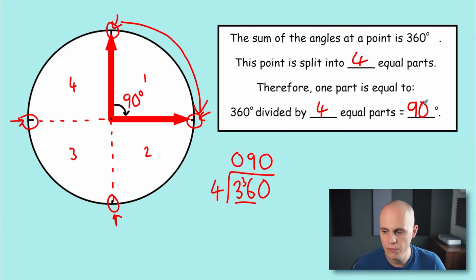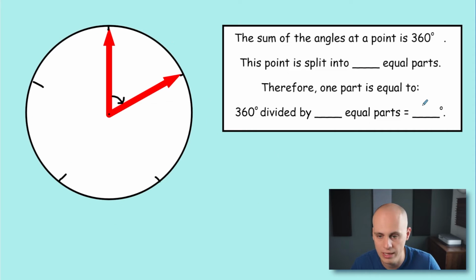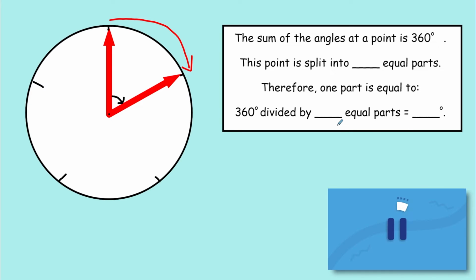Okay, so hopefully now you're getting the hang of the kind of idea of this. Depending on how many parts it's split into, that's how many you divide 360 by. For example, I'm going to pause the video this time. What angle if I turned through, if I turn from here to here? Follow my sentences again and come up with an answer. Pause the video and come back when you're ready to see.